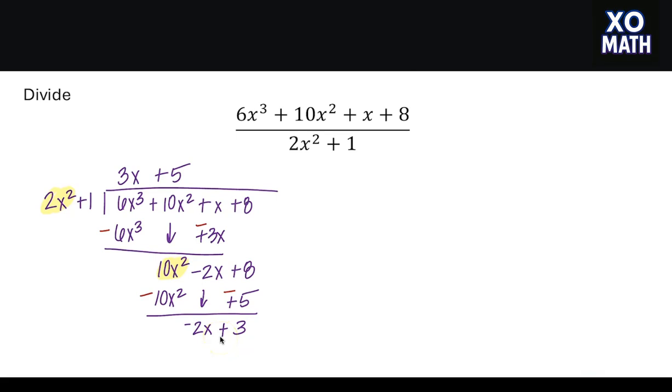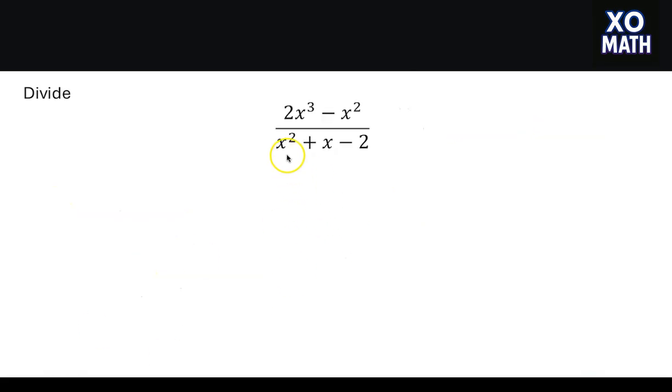And so the answer to this one is my quotient, so 3x plus 5, and then plus the remainder, so negative 2x plus 3 over the divisor 2x squared plus 1. So if I have a remainder over the divisor, that should be a proper rational expression. So in other words, the numerator should be a smaller degree than the denominator.